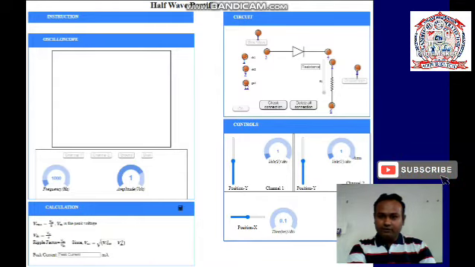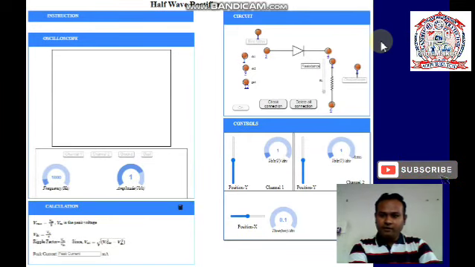Welcome students. Today we are going to learn how to connect the circuit for a half wave rectifier on this virtual platform, and we will observe input and output waveforms on the oscilloscope controls given on the screen, and at last we will calculate the ripple factor.